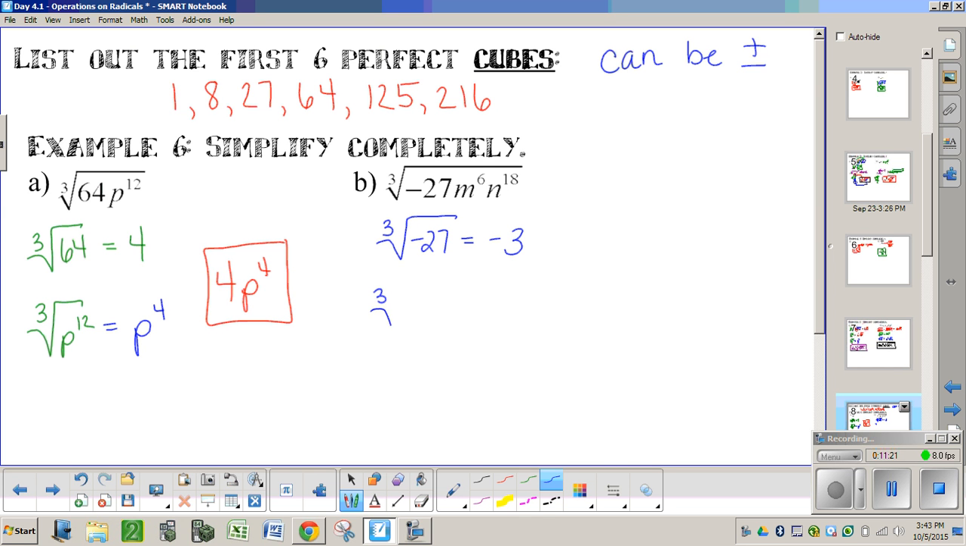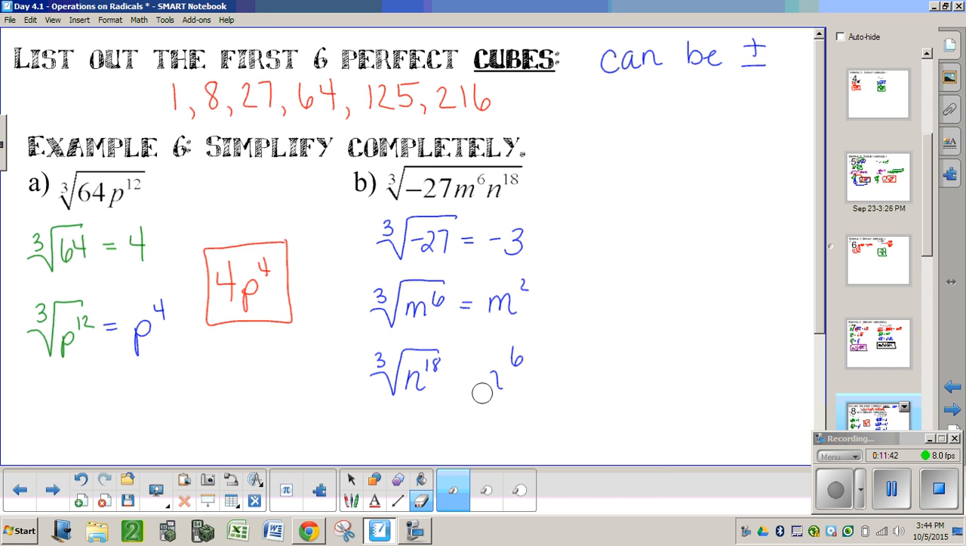All right, now we're going to do the cubed root of m to the 6th, and the cubed root of n to the 18th. Now, those happen to be perfect cubes. They all divide nicely there. So this becomes m squared. This becomes m to the 6th. Oh, yes, I know, I made a mistake. You guys caught me. That should be an n. It's a good thing you guys pay attention during my videos as well. All right, so now our final answer is negative 3 m squared n to the 6th.